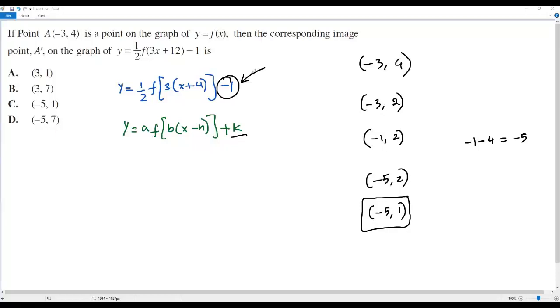That is vertical compression by a factor of 2, horizontal compression by a factor of 3, horizontal translation of 4 units to the left, vertical translation of 1 unit down. So we get this final point negative 5, 1. So the correct answer choice for this question is option C.